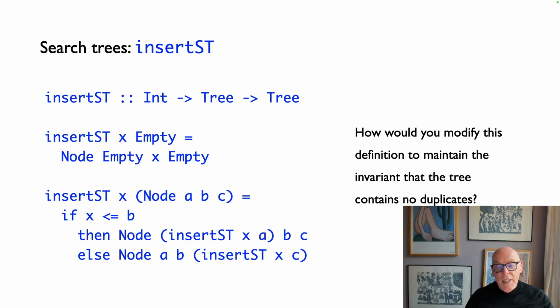I'll again leave as an exercise for you. Suppose we were maintaining an extra invariant for the tree that it contains no duplicates. How would you modify this definition? Suppose you had a tree which had no duplicates in it. How would you make sure that when you do an insertion, you don't create any duplicates? I'll leave that to you to judge.